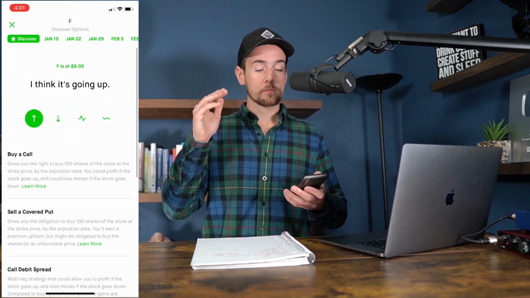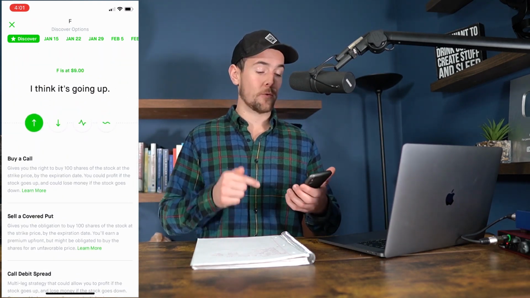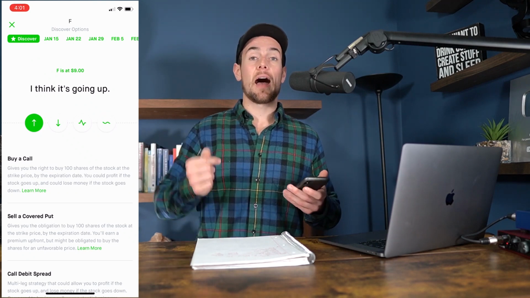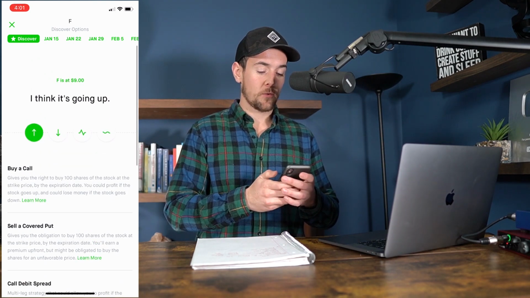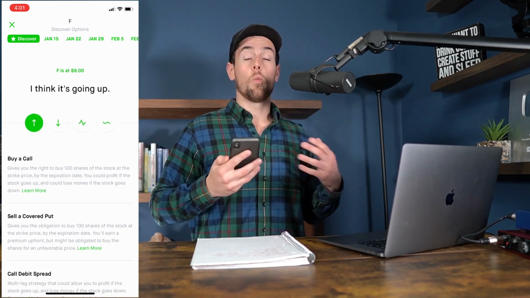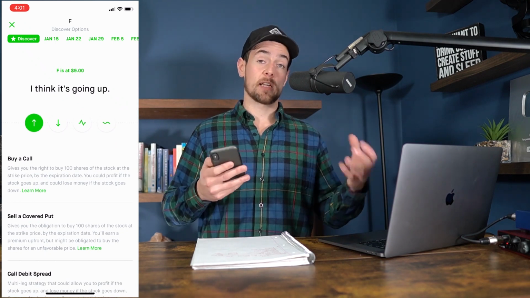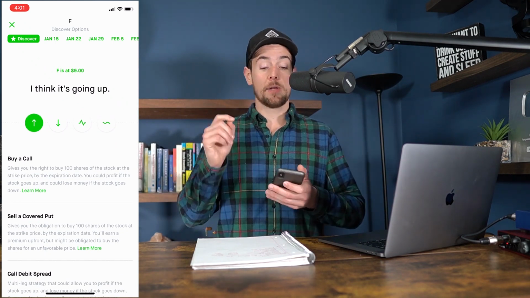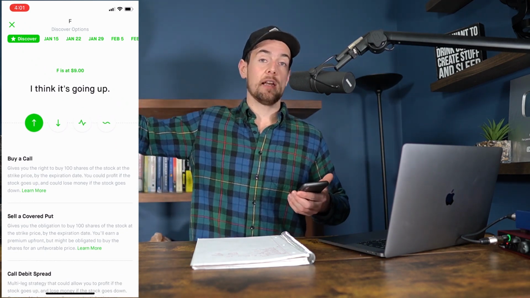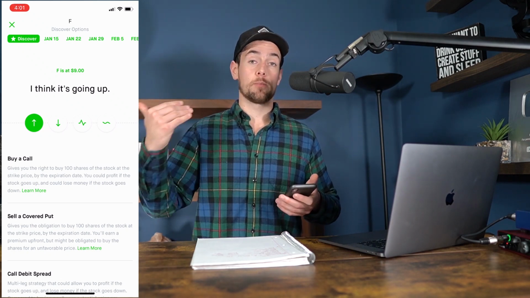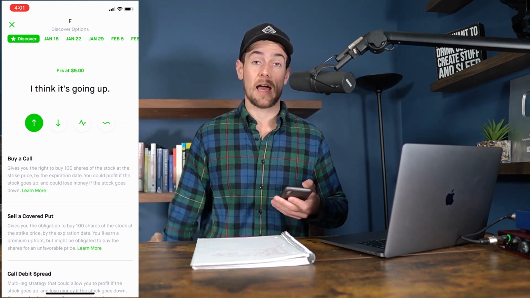So for now, let me show you what the process would be for purchasing a call option on Ford stock. So the first thing you have to decide is when you want that option contract expiration date to be, because typically speaking, the further out that date is, the higher the option premium is for purchasing that option.